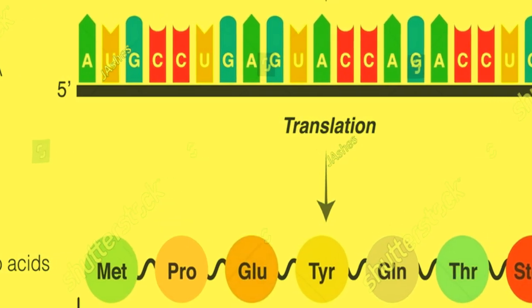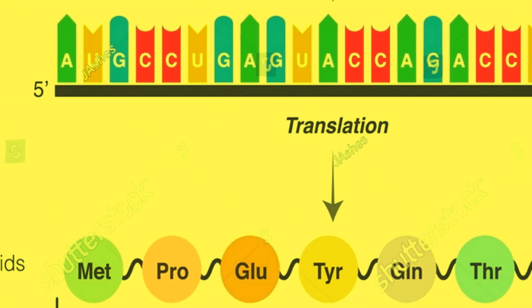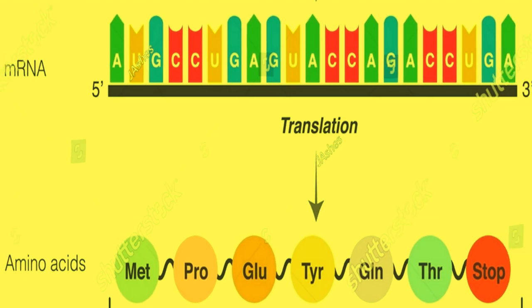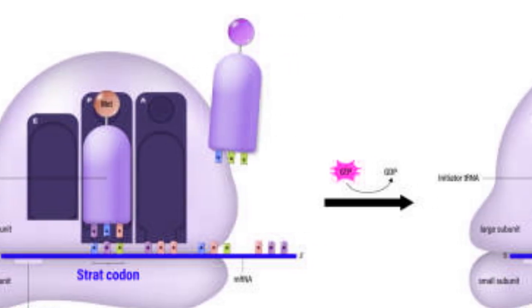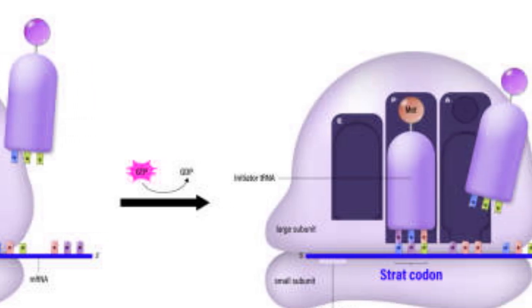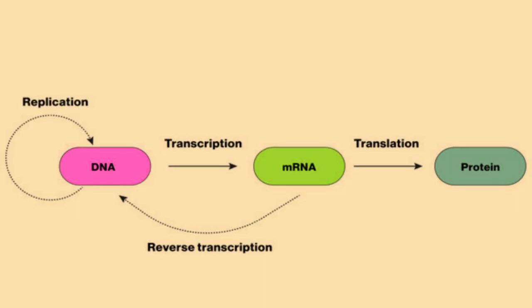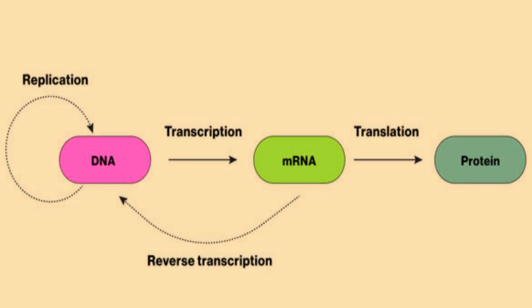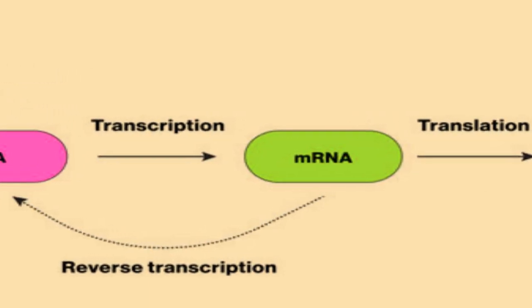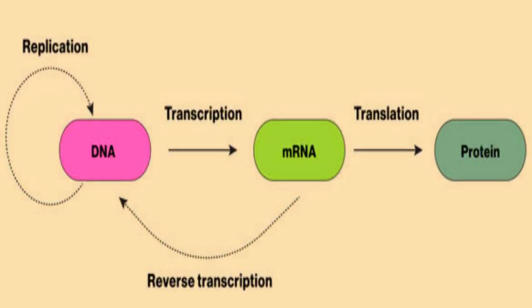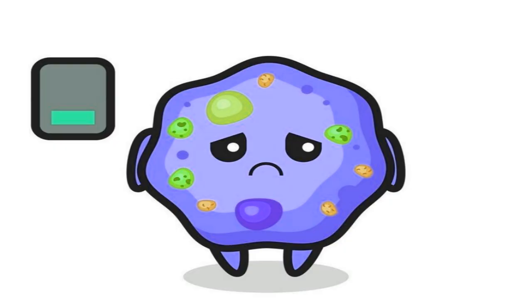So what does mRNA actually do? It carries the genetic code from DNA to the ribosome, acts as a template for building proteins, and works alongside tRNA and rRNA during translation. This is the heart of the central dogma of molecular biology: DNA to mRNA, mRNA to protein. If there is no mRNA, there are no proteins. And if there are no proteins, cells cannot function.